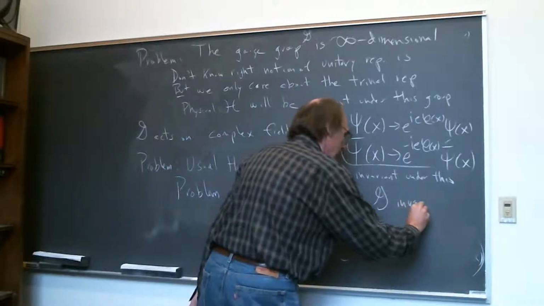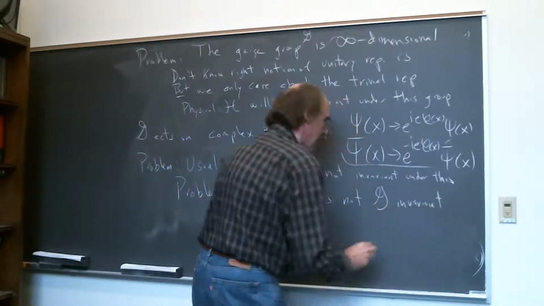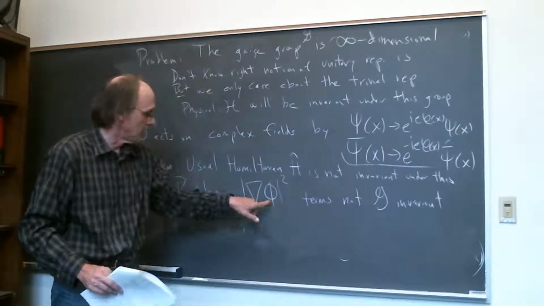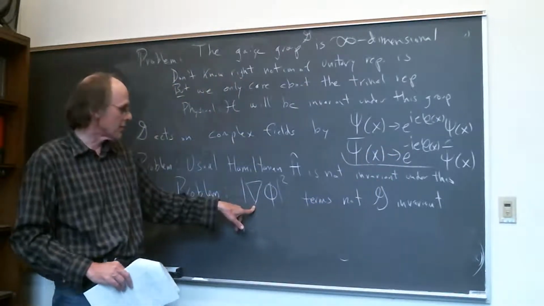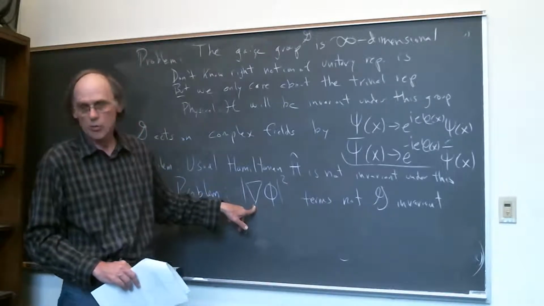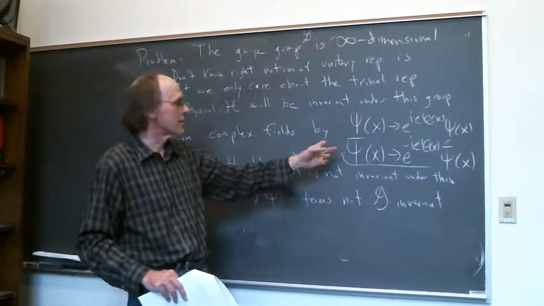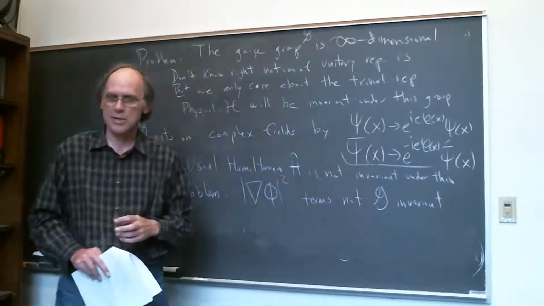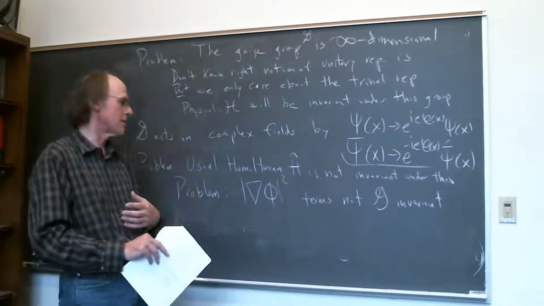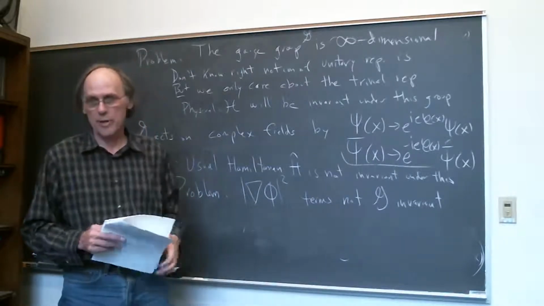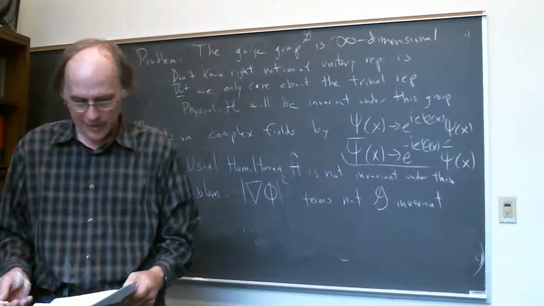Okay, so if you do a gauge transformation on a term like this, it's going to turn into something quite a bit more complicated, and this gauge symmetry is definitely not going to commute with the Hamiltonian. You've got a mess.